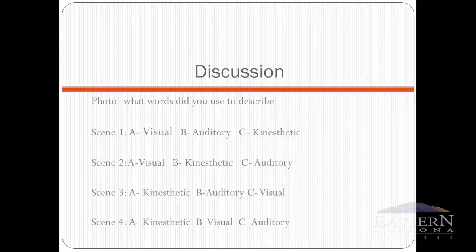Scene one, which was getting ready to purchase the car: if you picked A, you're probably more likely a visual person, B, an auditory, or C, a kinesthetic. Scene two, now you've bought the car. How do you explain it to your spouse? If you picked A, you're probably more of a visual person, B, you're kinesthetic, and C, you're more auditory.